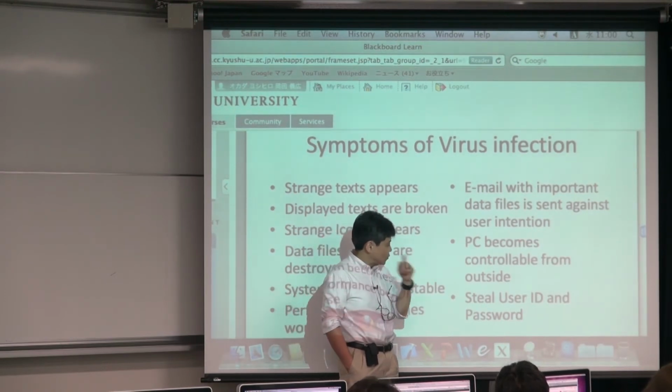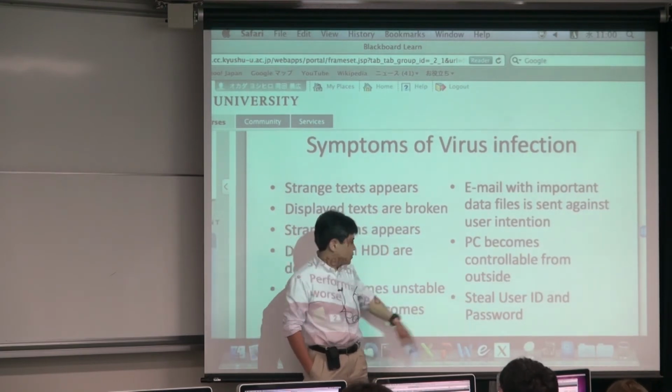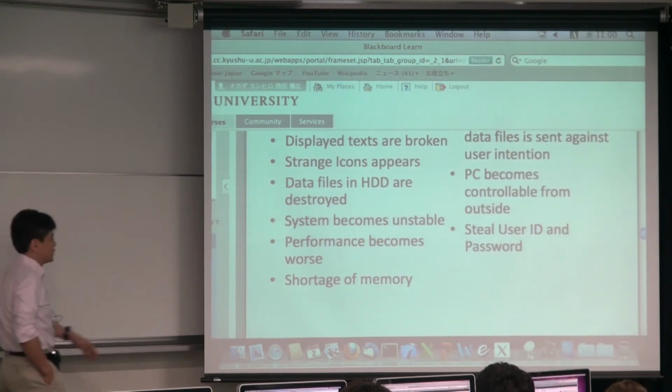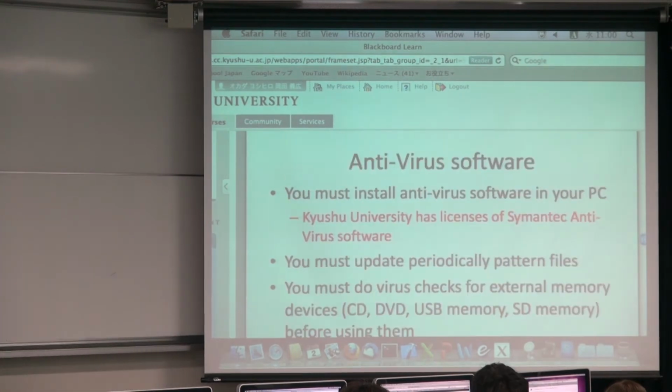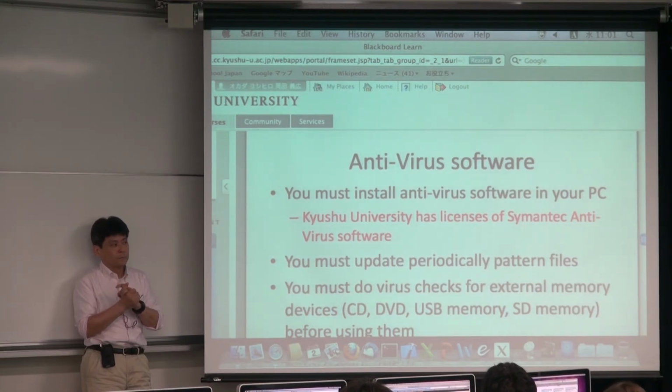And also your ID and password will be stolen. Sometimes there is a shortage of memory. Okay. So as I explained, you should always install antivirus software on your PC to protect against such illegal access, viruses, or other bad access.